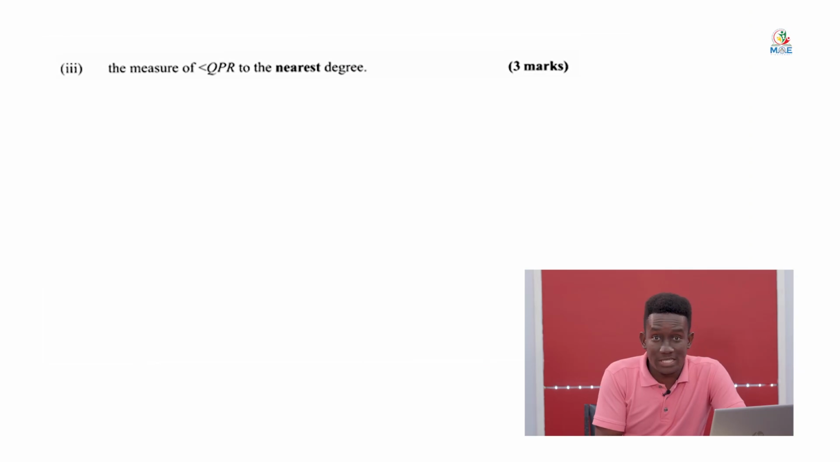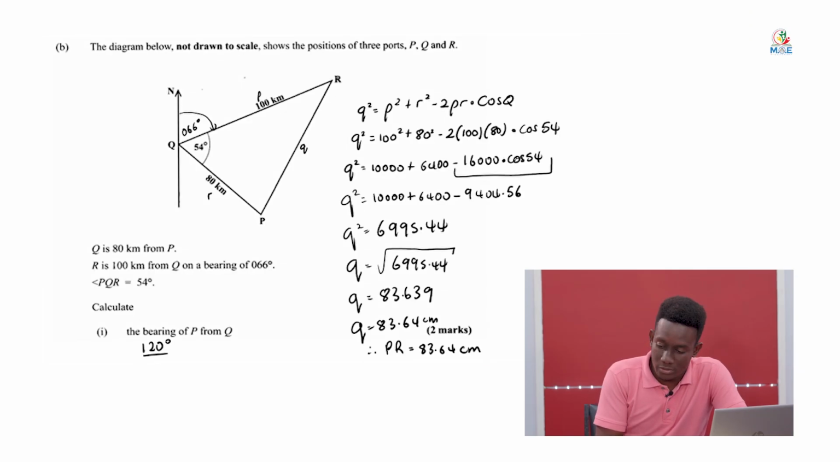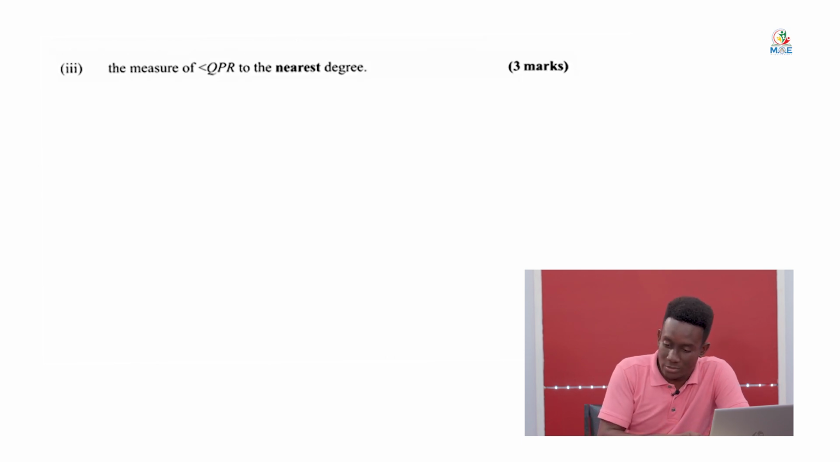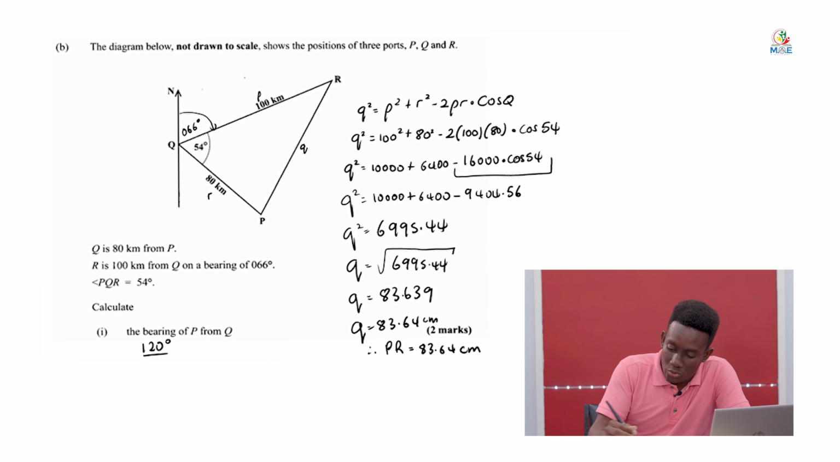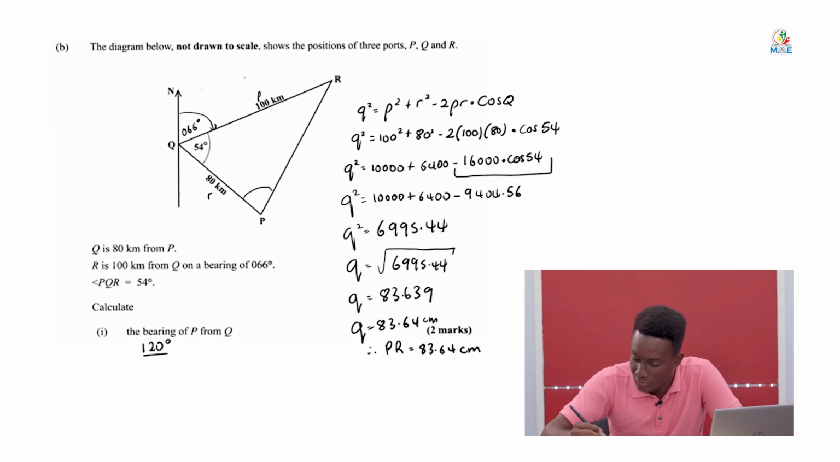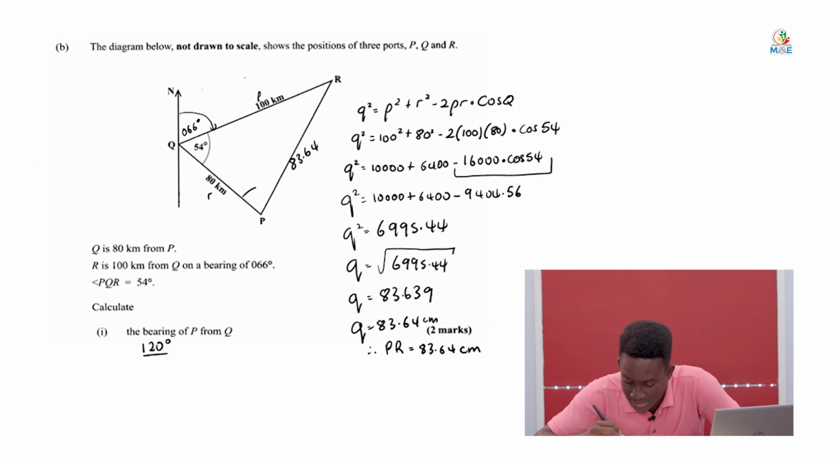So the next part says, calculate the measure of angle QPR to the nearest degree. So they want us to calculate the angle QPR. Let me just write QPR. So QPR would be this angle here. So what I can do, we found here to be 83.64. So let's calculate this angle now.